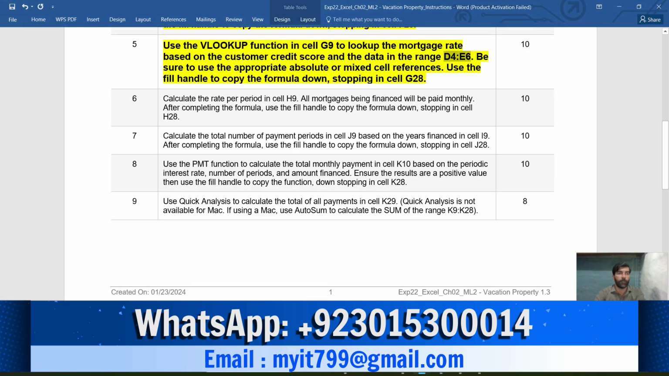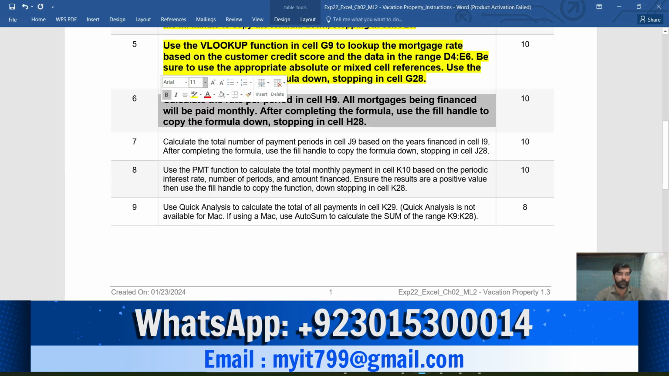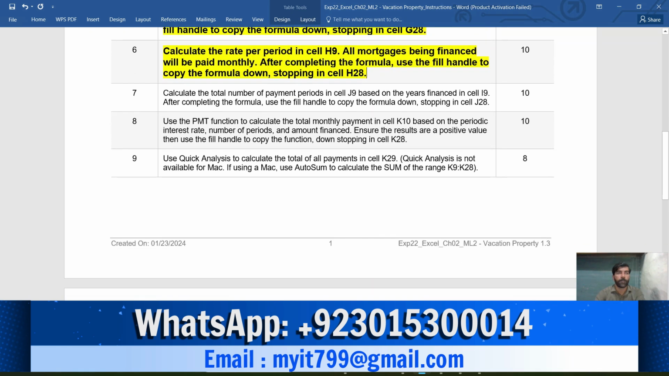Now I move toward point number 6, and I read it. Point number 6 says to calculate the rate per period in cell H9. In cell H9 I have to find the rate per period. All mortgages being financed will be paid monthly. After completing the formula, use the fill handle to copy the formula down.